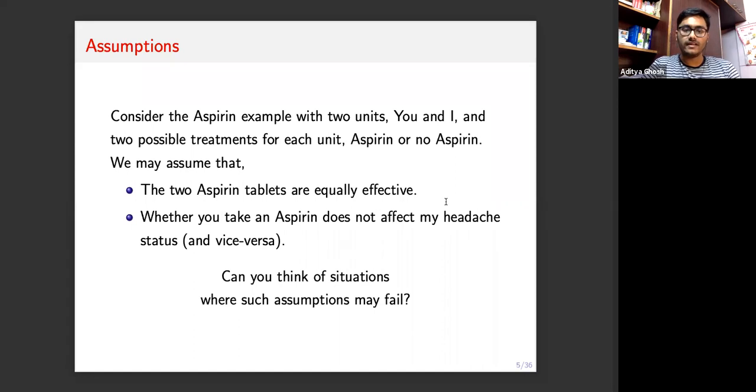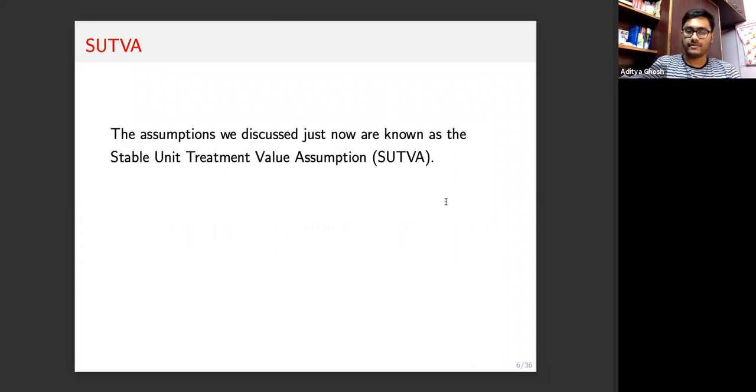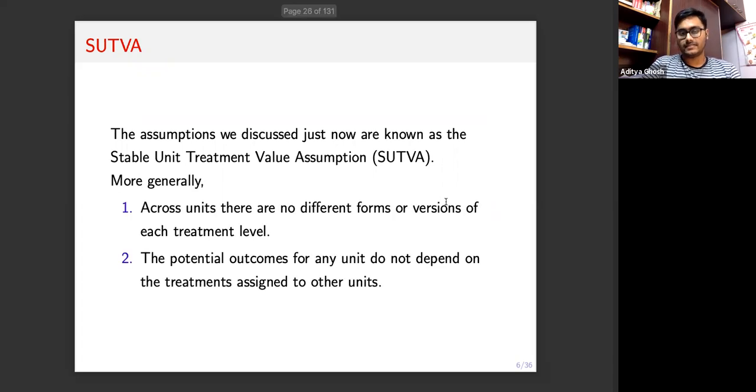So there are ways out, but these two assumptions are very crucial, and they are called the stable unit treatment value assumption, or the SUTVA assumption. Not, I should not say SUTVA assumption, because A is for assumption. So this is called SUTVA. And more generally, they state that across units, there are no different forms for each treatment level, and the potential outcomes for any unit do not interfere with each other. And this SUTVA assumption is very crucial, and it is always assumed in works in causal inference.